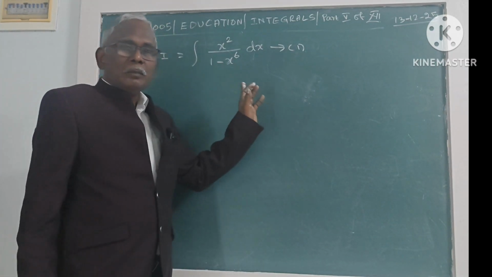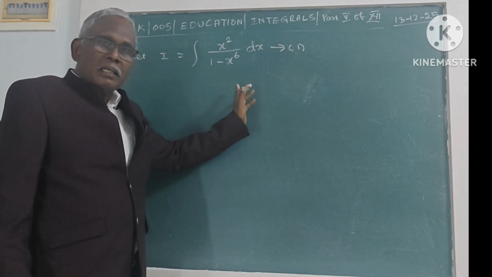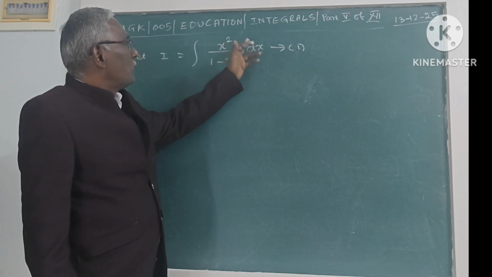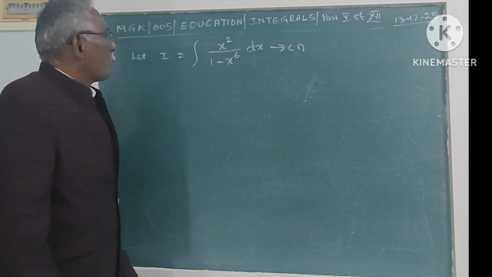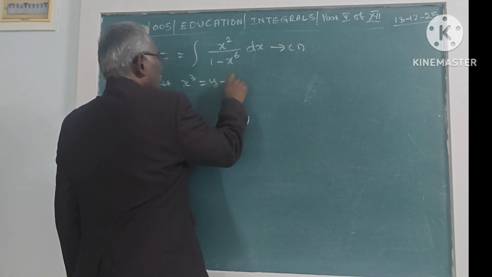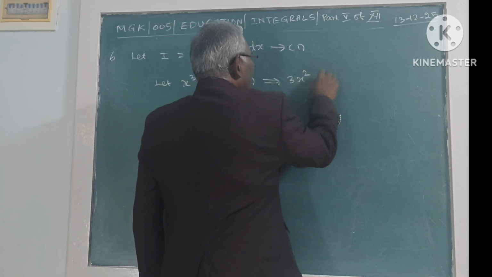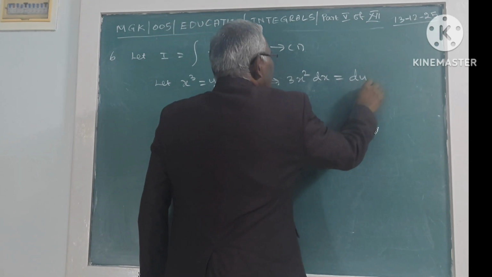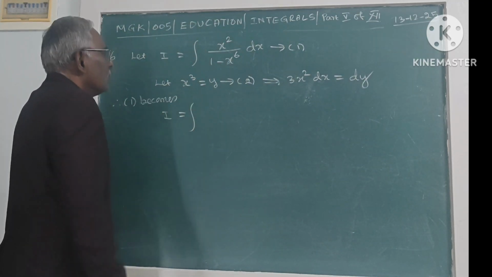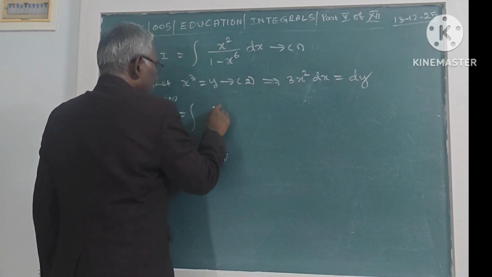So in this problem, x square is in the numerator, and 1 minus x power 6 is there in the denominator. If we take x cube as y, then x square dx becomes part of dy. Therefore, let x cube be y, and if we differentiate this, 3x square dx becomes dy. Therefore the integral of x square dx is dy by 3.